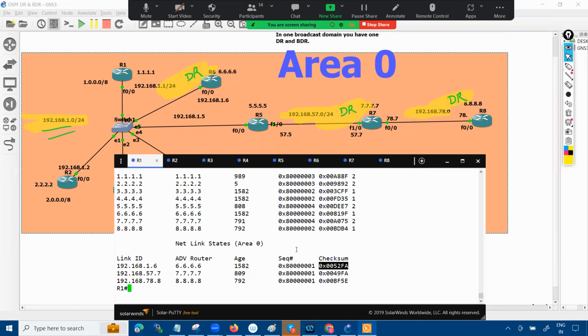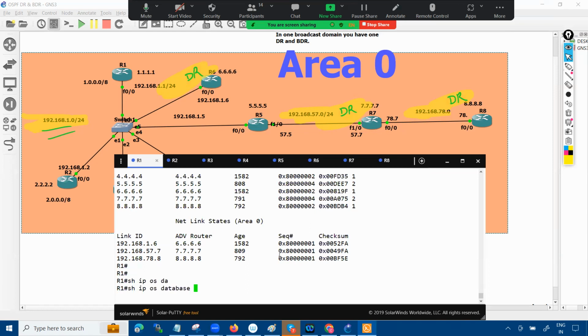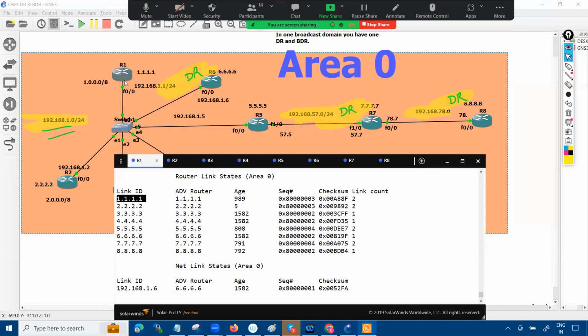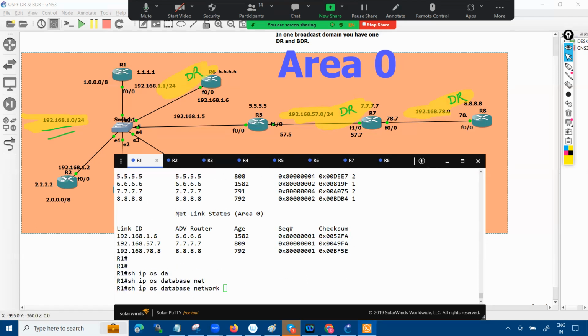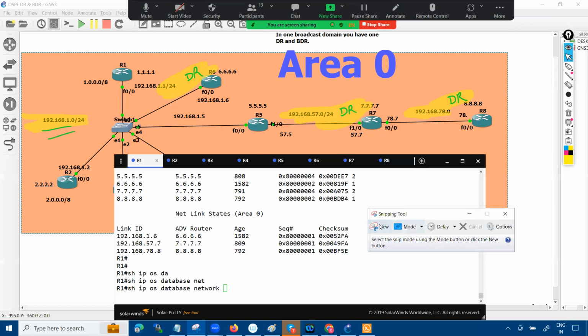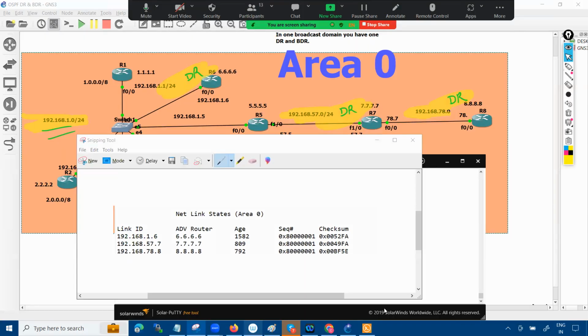If you want to see how many routers are attached, run show ip ospf database, and now you can put the network keyword. Understand the concept, guys. In the router LSA, the link ID is the router ID. In the network LSA, the link ID is going to have the DR IP address. This is an important line. One minute. Let me explain this, because it's really important from an interview perspective.